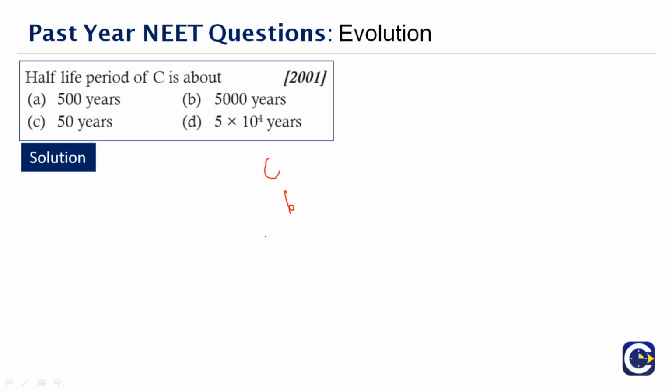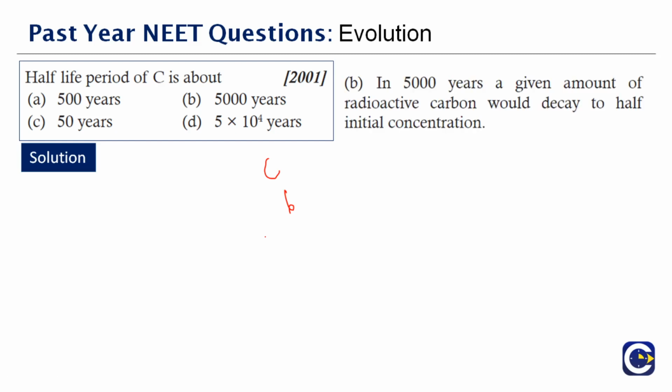So the half-life period of carbon is about 5,000 years. In 5,000 years, a given amount of radioactive carbon would decay to half of its initial concentration. Therefore, the right answer is option B.